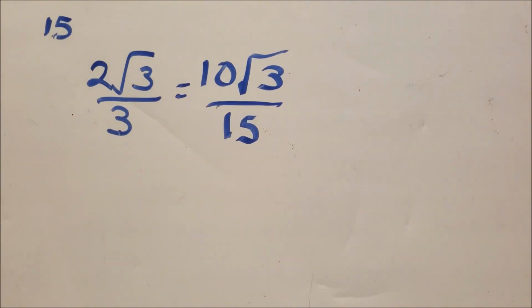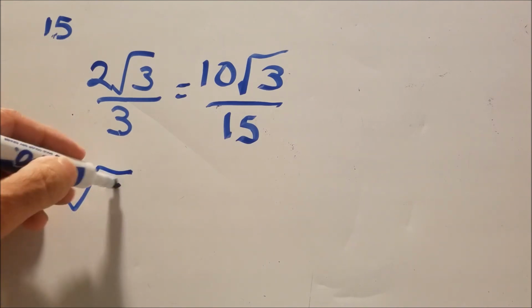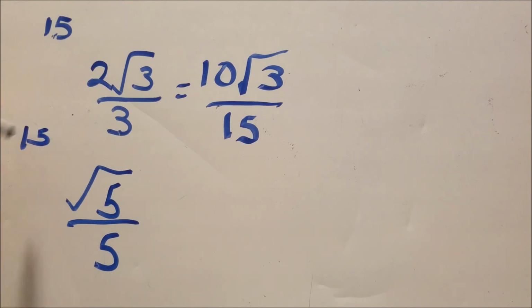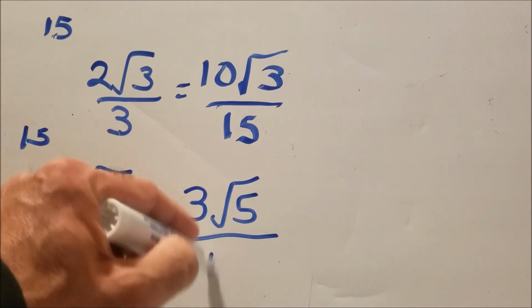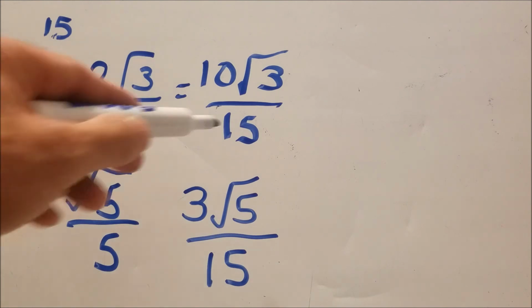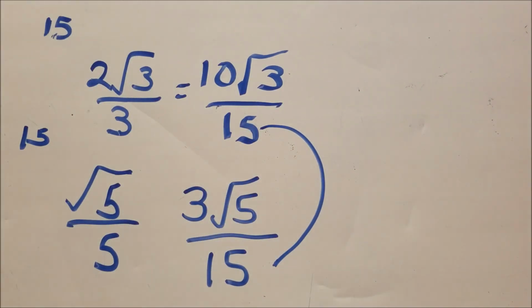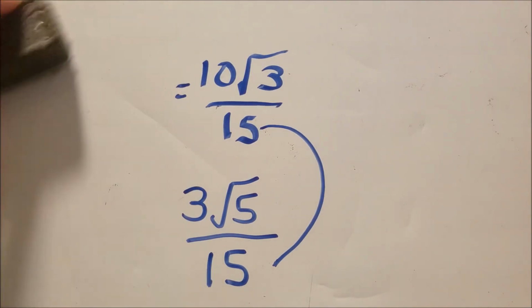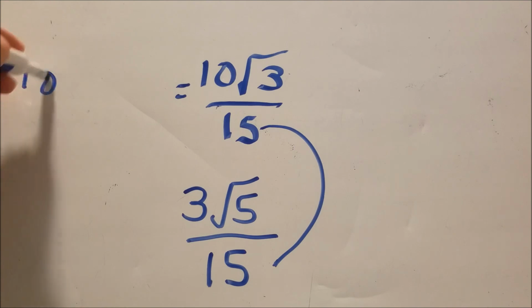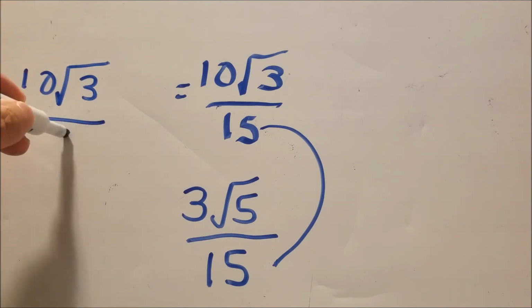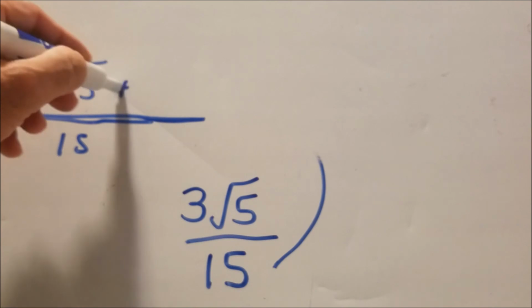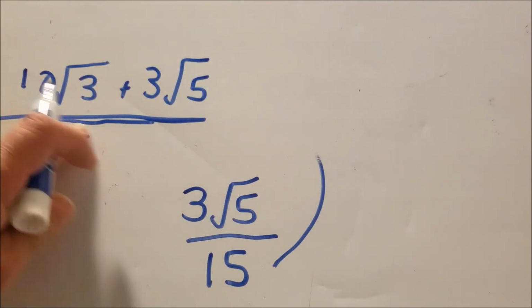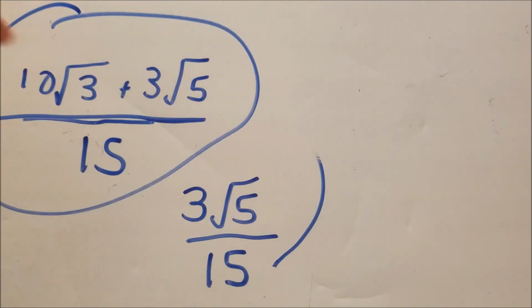And the other one, we had the square root of 5 over 5. Put the 15 up here. 5 goes into 15 3 times. 3 times the square root of 5 is 3 square root of 5 over 15. So now we have the same denominator. That's what we need. So our final answer, put it over here, is going to be 10 square root of 3 over 15, plus 3 square root of 5, all over 15. But we're going to do more of that in another video. Today we were just learning how to rationalize the denominator.